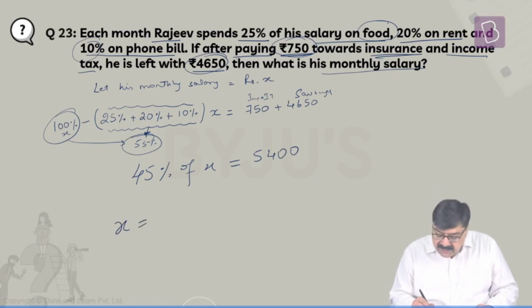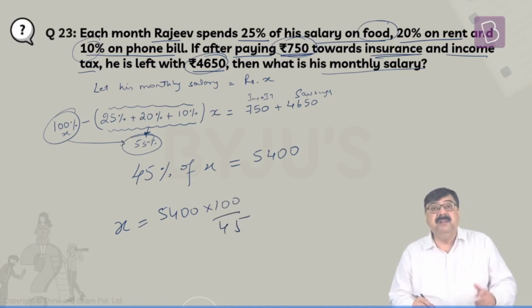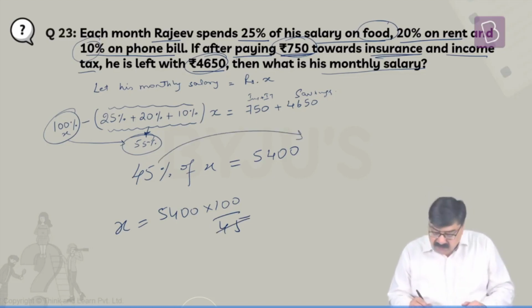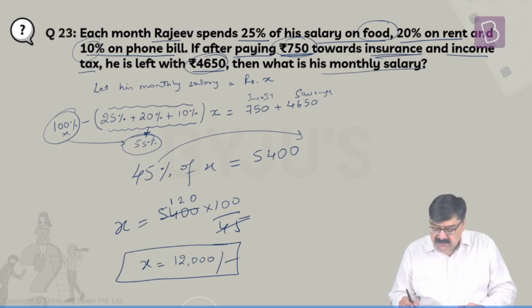So the value of X here shall be 5,400 into 100 by 45, because 45% is 45 by 100. Take it to the other side. It becomes 100 by 45. So 45 ones are 45, remainder is 9, 90 is 90. So 45 twos are 90 and a 0 here. So what we get his salary as is 12,000 per month.